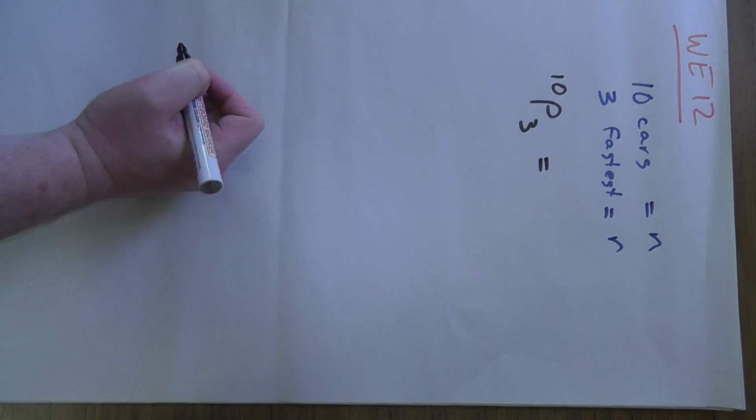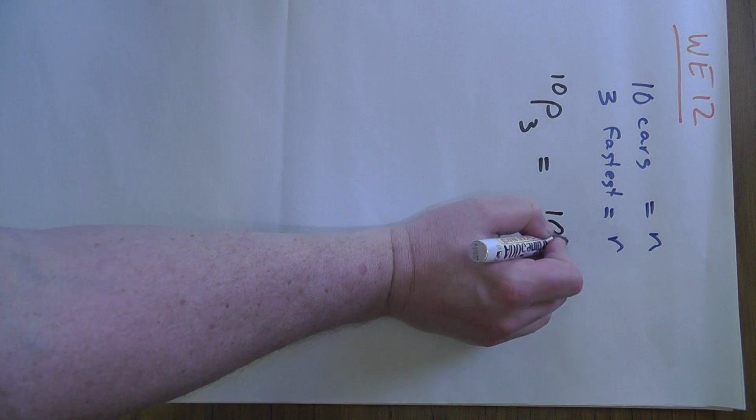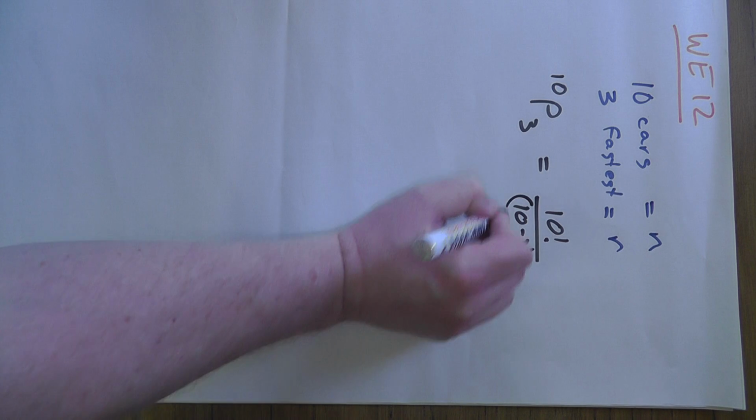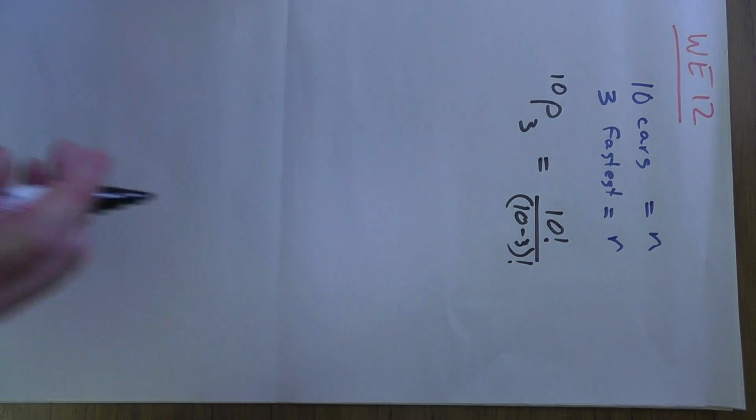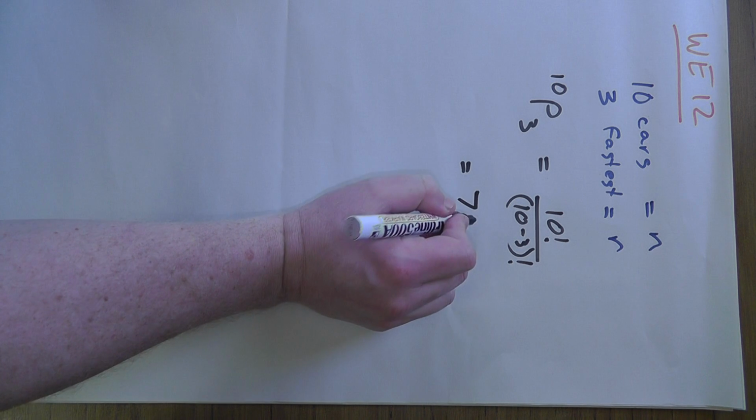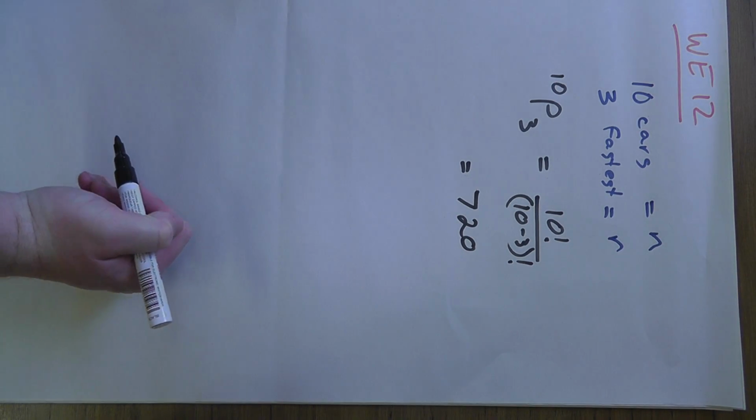Now you can put that straight into your calculator by using the buttons on your calculator. Otherwise, 10 factorial over 10 minus 3 factorial. Plugging that into your calculator, you'll end up with 720 different ways that we can arrange those cars.